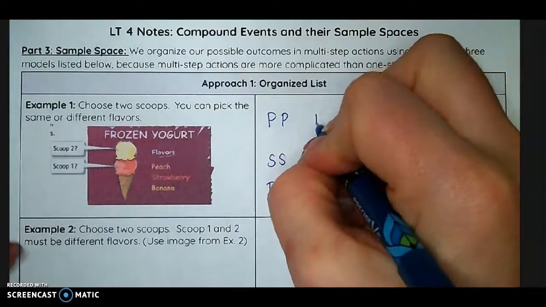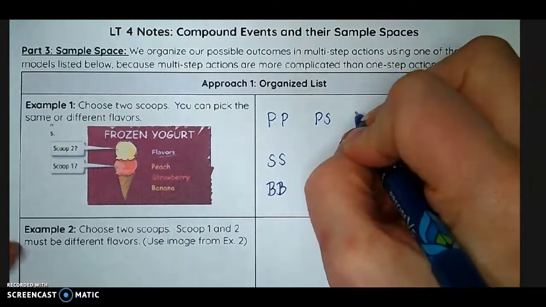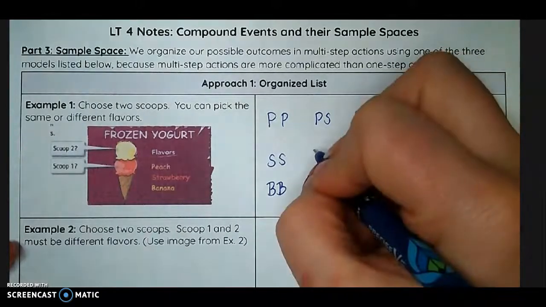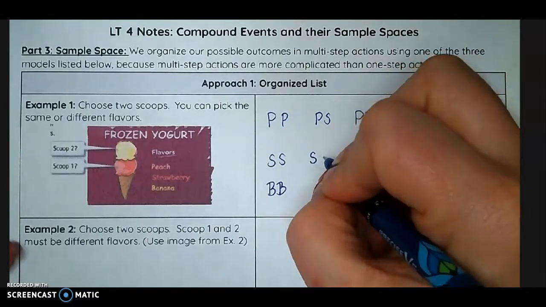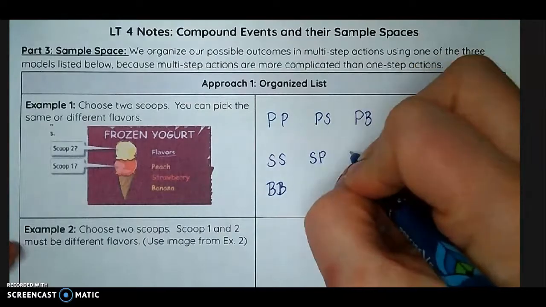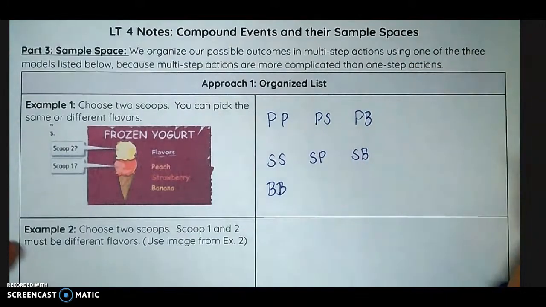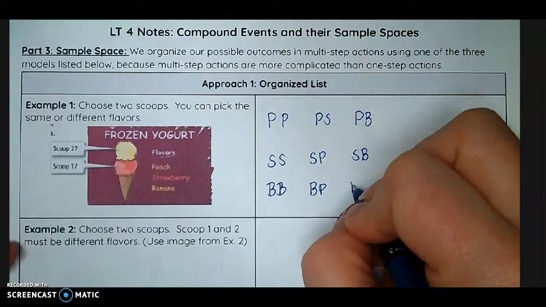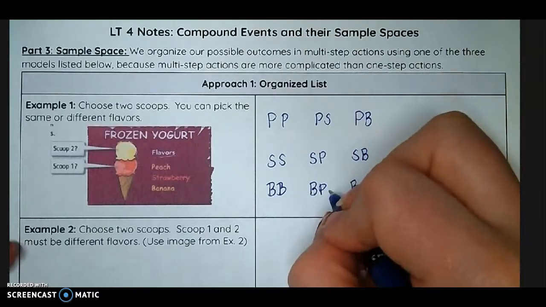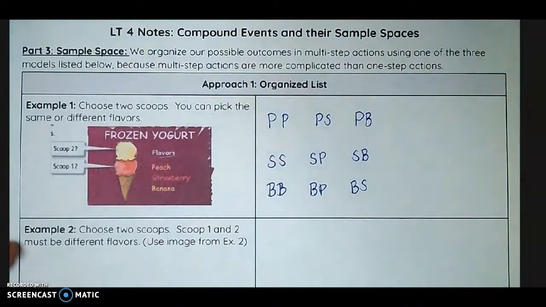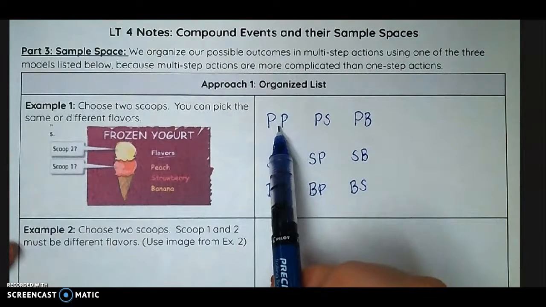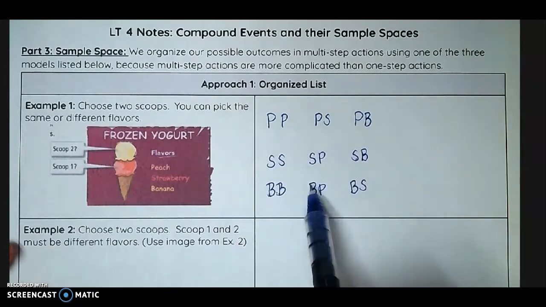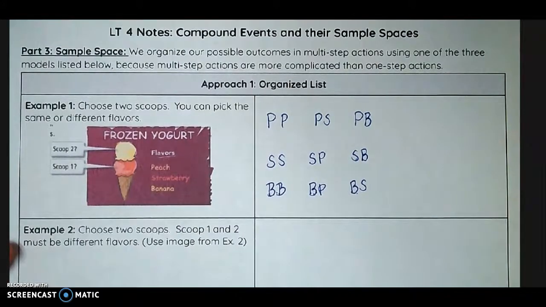So if I choose 2 different, I could choose peach and then strawberry, or peach and then banana. I could also choose strawberry and then peach, and then strawberry and then banana. I could also choose banana and then peach, or banana and strawberry, in that order. So I can see when I make out my list of my scoops that I have 1, 2, 3, 4, 5, 6, 7, 8, 9 different possible outcomes.